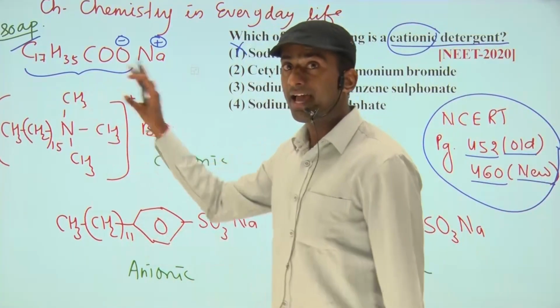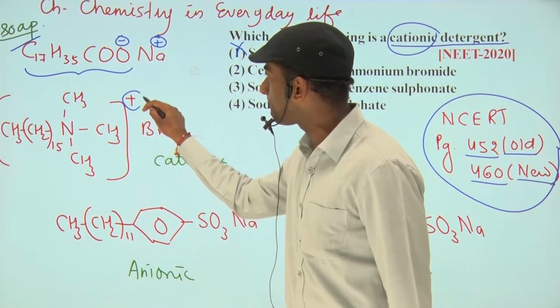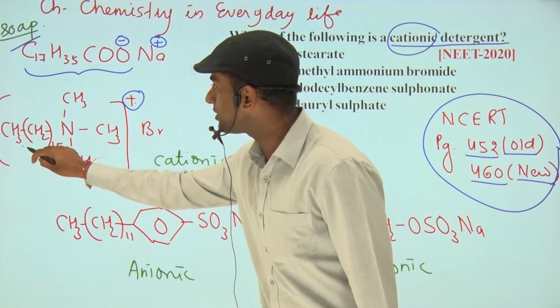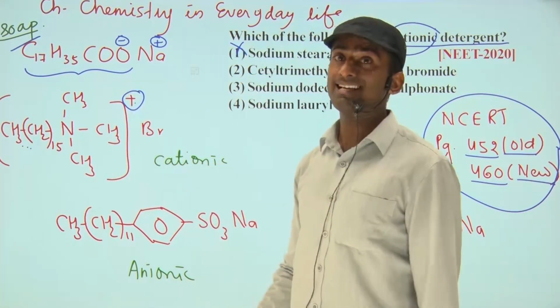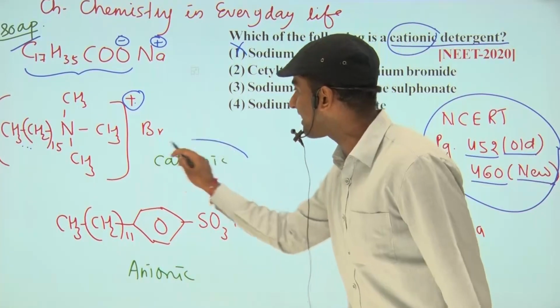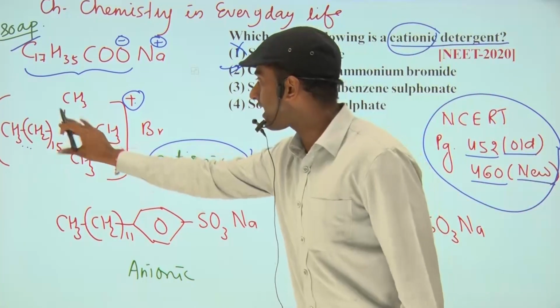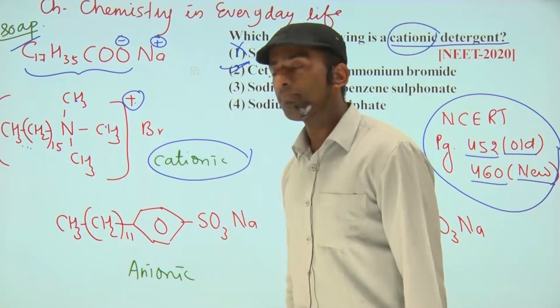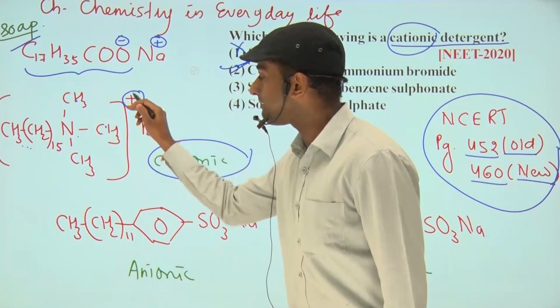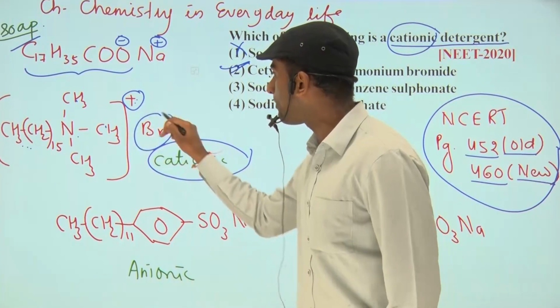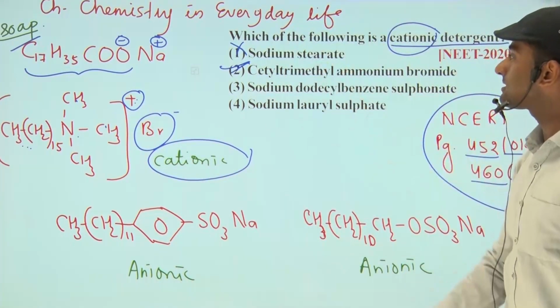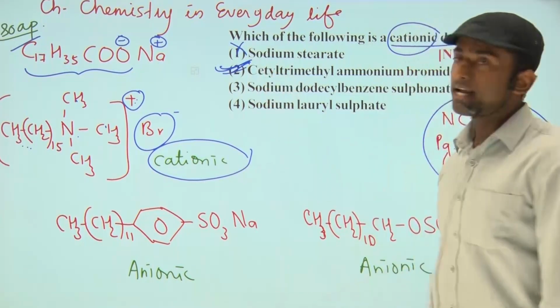This is the formula, and you can see that the carbon chain is bonded by the positive part. Yes, of course, this is the cationic detergent, and this is your answer. Cetyl trimethyl ammonium, with nitrogen having a plus charge, ammonium bromide, Br minus. Yes, this is the cationic detergent and your answer.